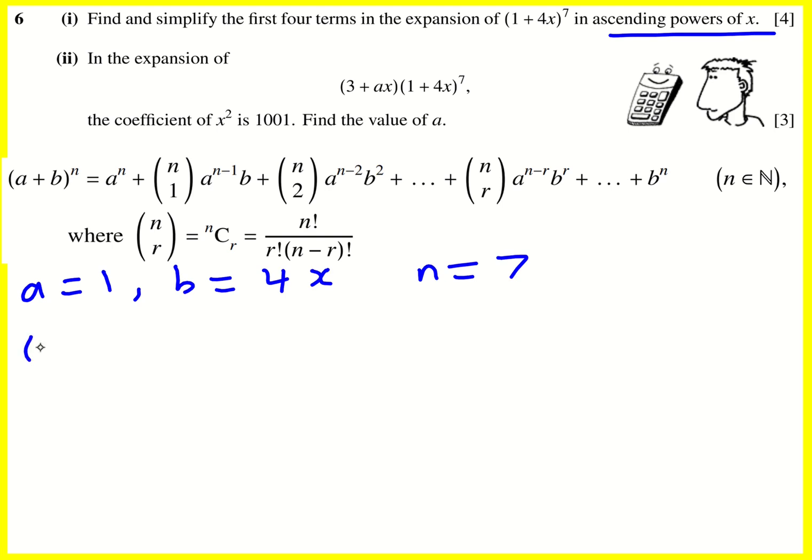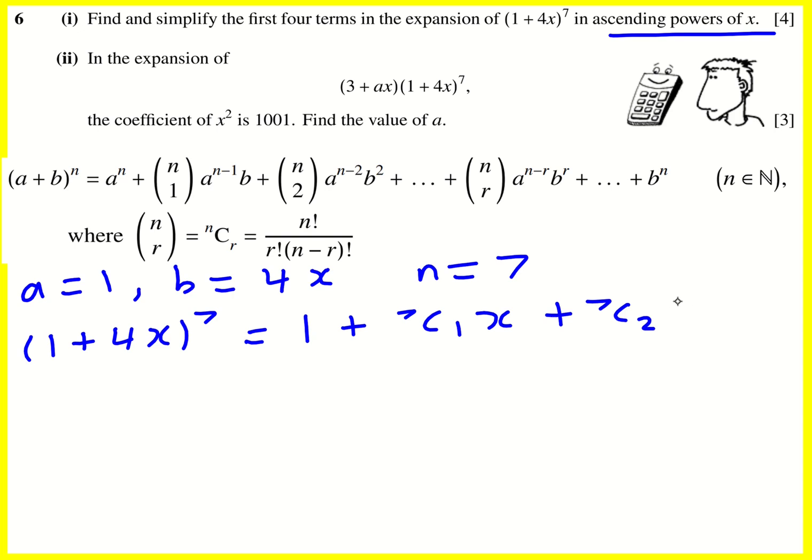So for us, 1 plus 4x to the 7 is going to equal 1 to the power 7, plus 7. I'm going to write it as 7c1. You can leave it in this format if you prefer. And then times 1 to the power 6, so I don't need to write that down, and then it's going to become just x. So that I've got two terms, and then it's going to be 7c2. Again, 1 to the power, what is it going to be this time? 5, and then it's going to become b squared.